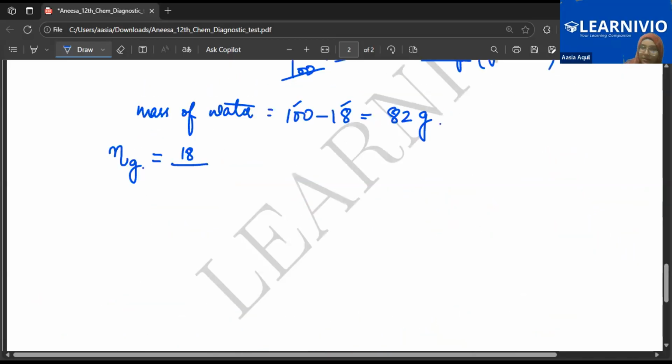Now, substitute this in the formula. 18 divided by 180, so 1 upon 10. It will give you 0.1 mole.